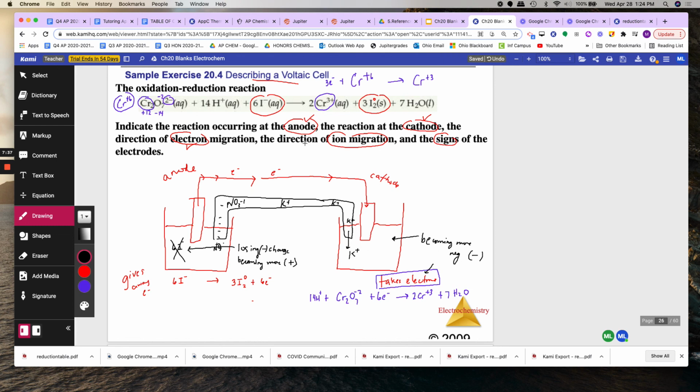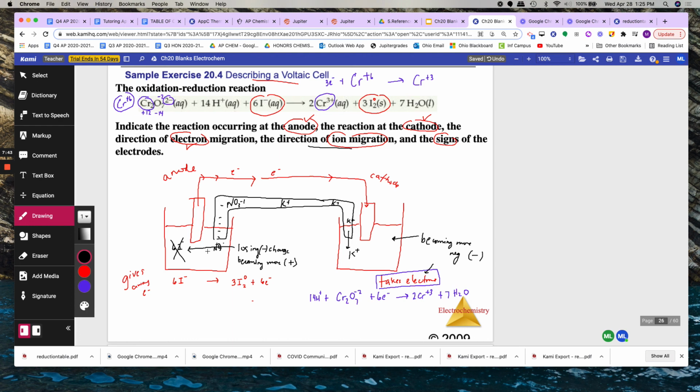Okay, so you have the ion migration. The nitrates, the negative ions, go to the anode, and the positive ions from the salt bridge go to the cathode. The signs of the electrodes: electrons are negative and they're flowing to something that is positive.